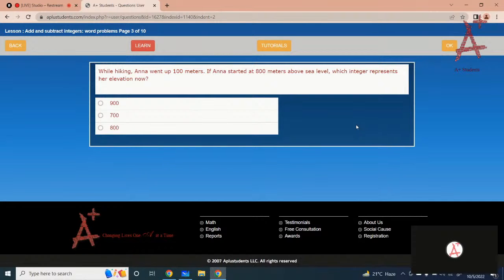Okay, while hiking, Anna went up 100 meters. If Anna started at 800 meters above sea level, which integer represents her elevation now? So she started from 800 and moved up 100 meters. So the answer is 800 plus 100, which is very good. It is 900. Very good, Elvin.